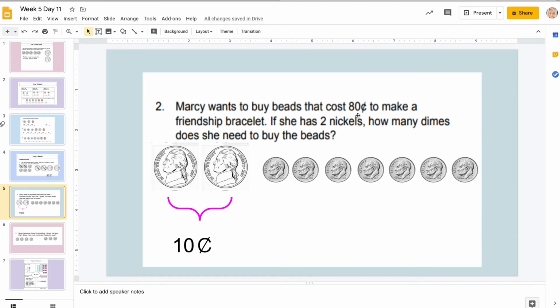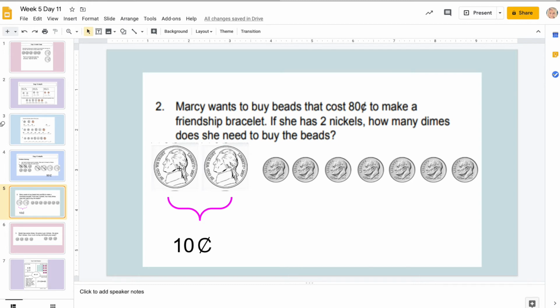Okay, so remember, she has 2 nickels. Here I put the 2 nickels. That's what she already has. And the 2 nickels total up to 10 cents. Now we have 10 cents. So we need to skip count by tens because the 10 represents the value of the dime until we get to 80. And once we get to 80, we need to stop and then we need to figure out how many times we skip counted 10. And that's going to let us know how many more dimes she needs to buy that bracelet.